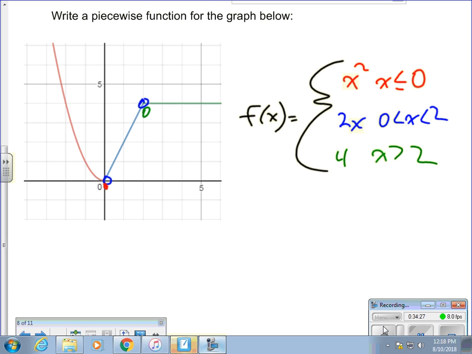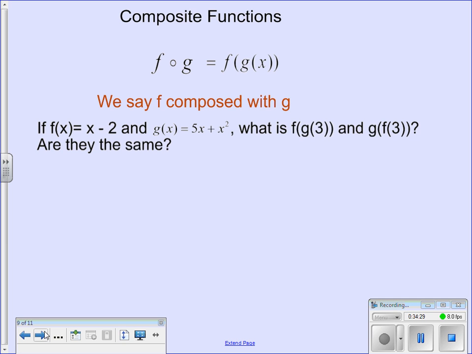Question? Compositions, composite functions. We're going to do a lot of stuff with composite functions. Okay? It is not fog. We're not in San Francisco. What did you say? I said it's not fog. We're not in San Francisco. Oh, that's your hand.